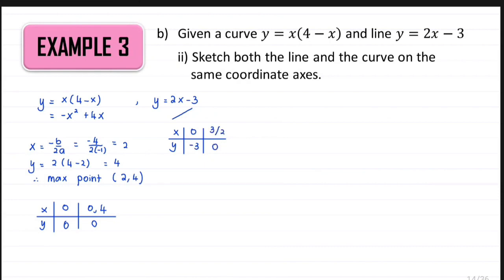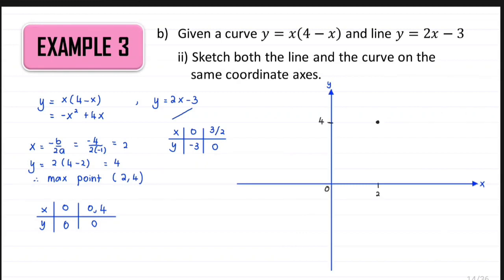Okay, now we sketch both functions on the same coordinate axis. For the quadratic, we have maximum point 2, 4. So the graph touches 0, 0, and the other intercept is 4.